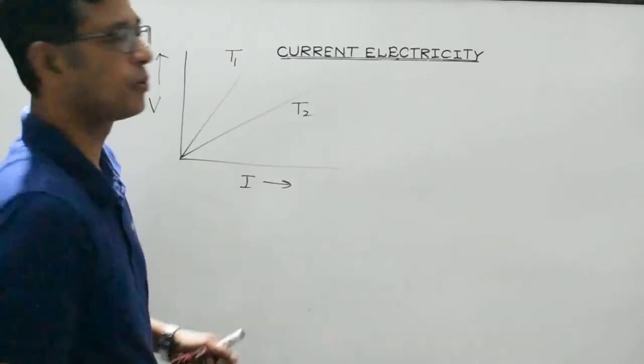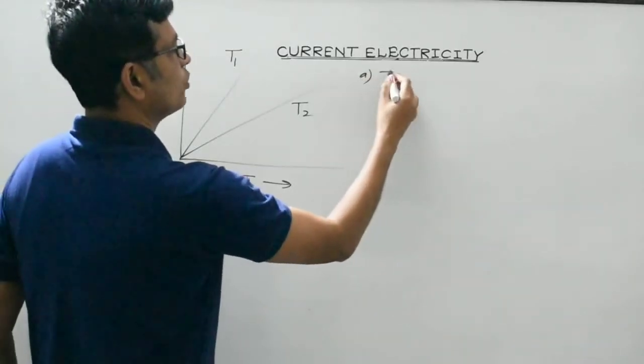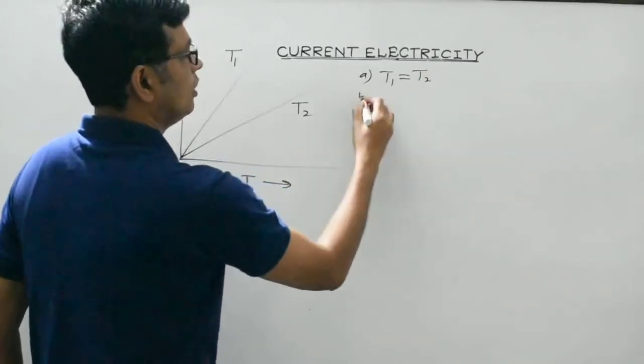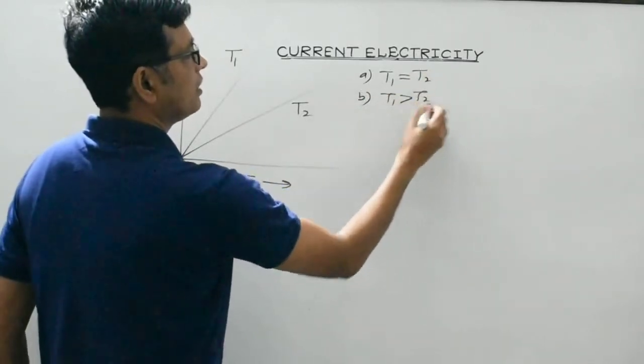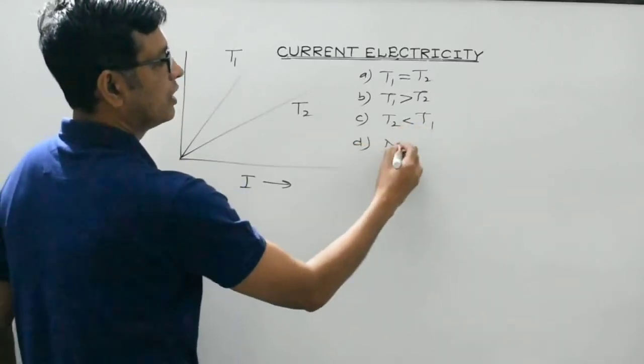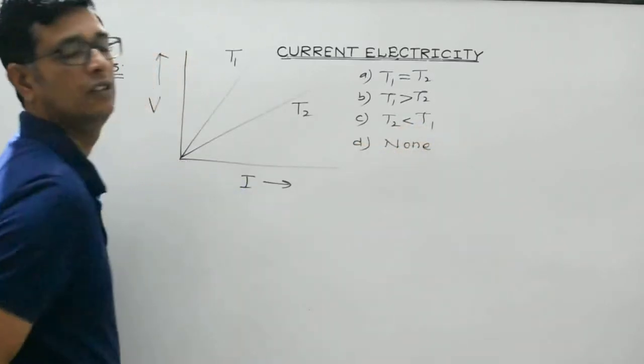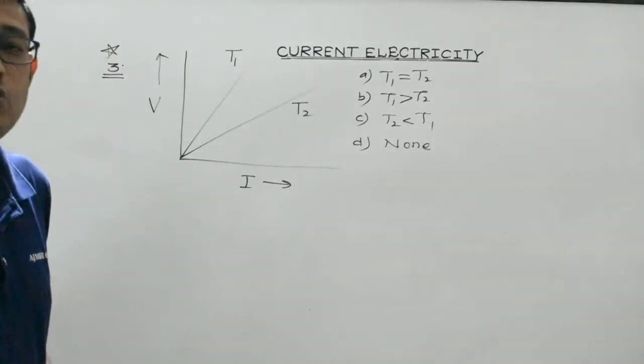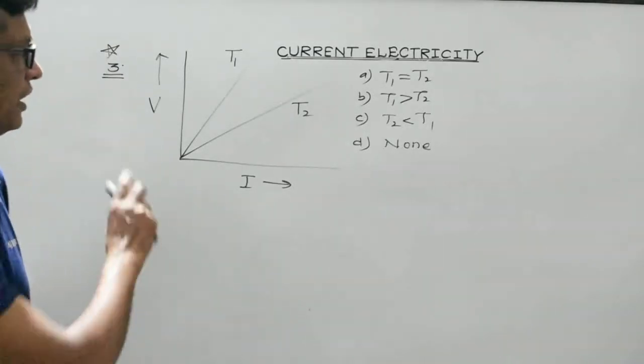I'll give you some options. Option A is T1 is equal to T2. B is T1 is greater than T2. C is T2 is greater than T1. And D is none of the above. So we need to get the relationship between T1 and T2. It's a very, very good question.